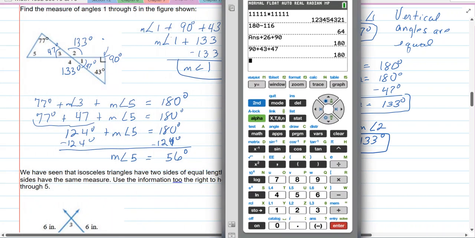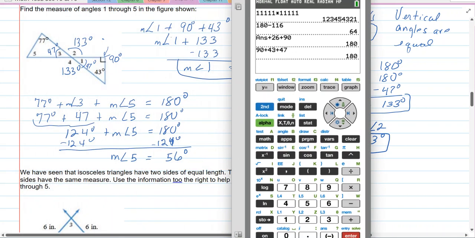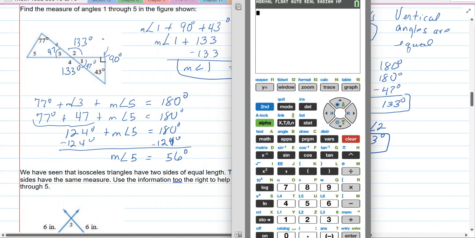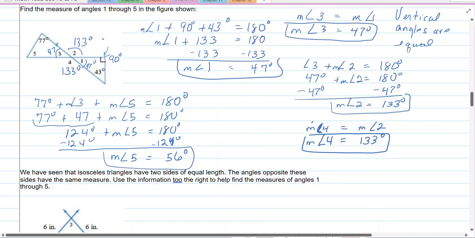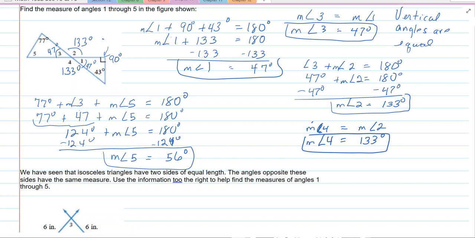And I'll check to make sure that that triangle is correct. So I'm going to move my calculator over here, and I'm going to clear, and I'm going to enter what I know. 77 was that corner, 47 was the next one, and I calculated 56. I'm going to add it, 180, so I'm good. So angle 1 is 47. Angle 2 is 133. Angle 3 is 47. Angle 4 is 133. And angle 5 is 56.